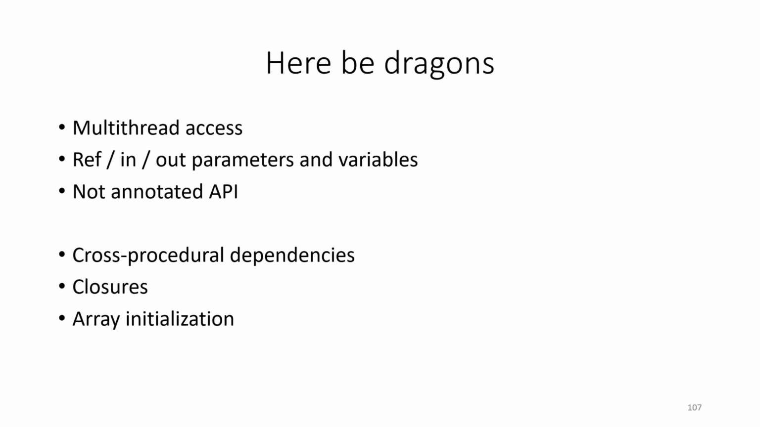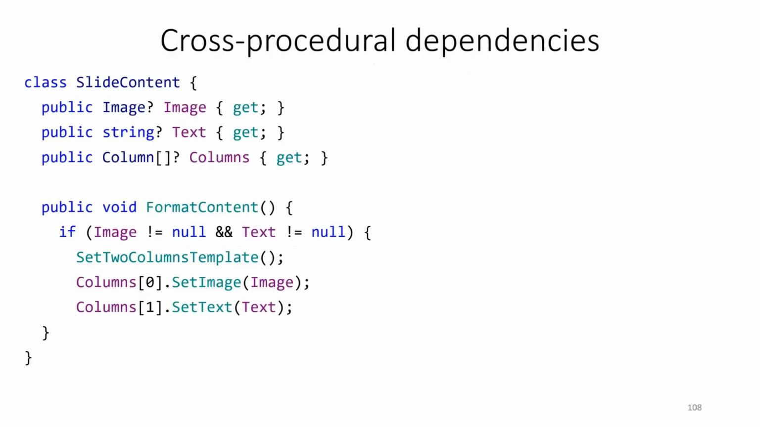So let's move on. There are some problems that are quite obvious for any data flow analysis. For example, it won't be able to tell you anything about the code with multi-thread access, ref parameters and variables, not annotated API. And sometimes it's less obvious because some people might not expect that it doesn't work well with cross-procedural dependencies and closures or array initializations.